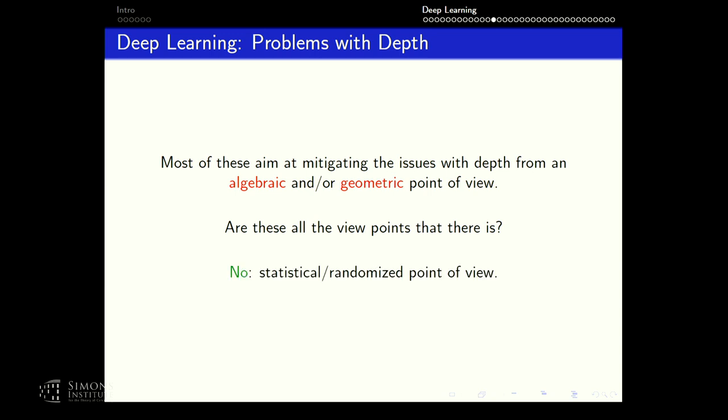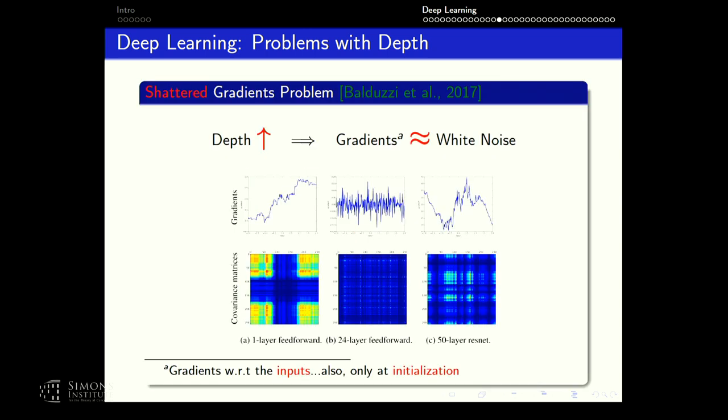The thing that wasn't known to me but became known to me very recently is that yes, you can look at these issues from a randomized or statistical point of view, and as a result, you can have more insight into what can go wrong. To the best of my knowledge, this was first pointed out very recently by these guys. I think the paper was published at ICML. They said, forget about the vanishing and exploding gradient problem and so on. There's another issue with depth.